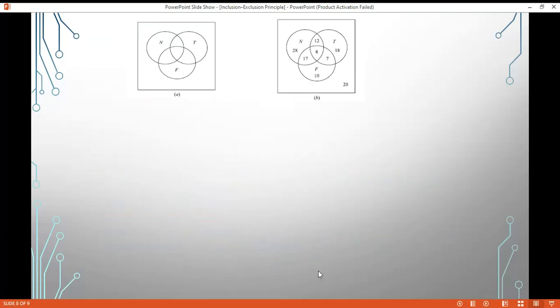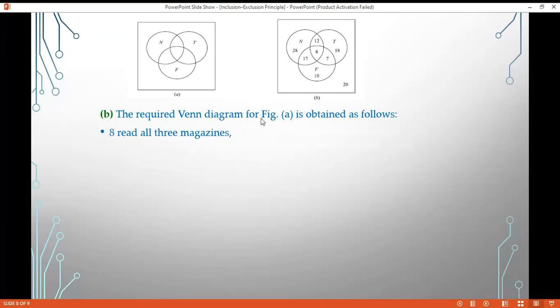Okay, so in the second part, the circles denote Newsweek, Time, and Fortune. It is given in the question that 8 is the common part, and this is total N, this is total T, this is total F. So what is the second part? We have to find those who read all three magazines. By the Venn diagram, this is the common part, so all three is 8.